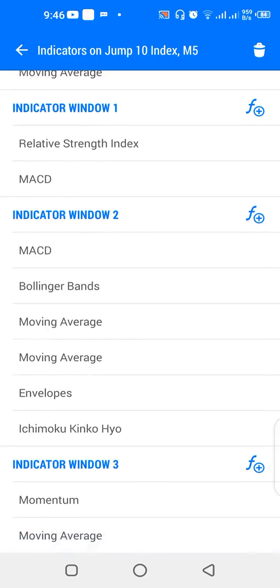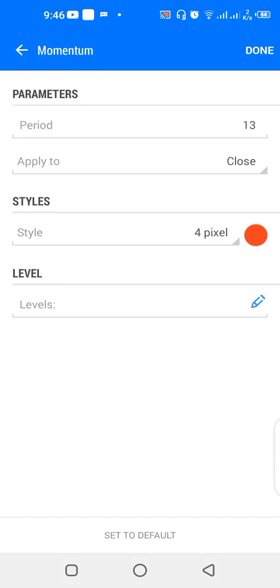So we go to indicator window 3. For indicator window 3, we have momentum indicator. Let's look at the settings. Period is 13. Apply to close. The style color is red.